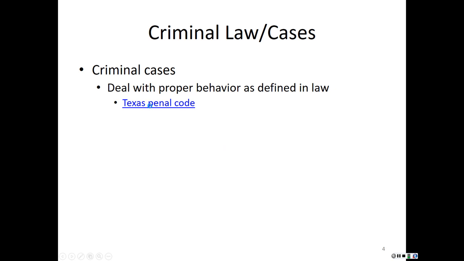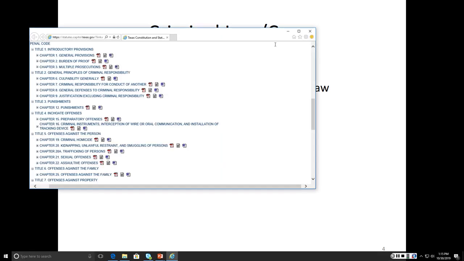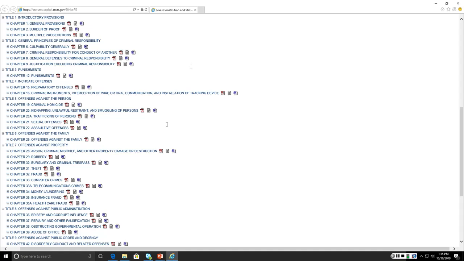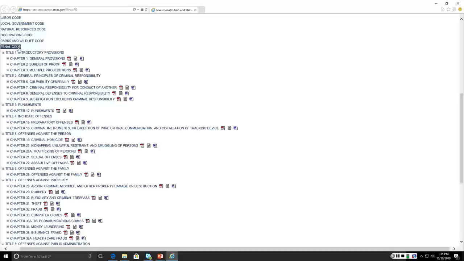And this is what I originally opened to. I actually recommend everybody to look through the Texas Penal Code just to see what kind of crimes that we have. Here's homicide, this would be murder or killing somebody, kidnapping, unlawful restraint, smuggling of persons, trafficking of persons, sexual offenses, assaultive offenses, offenses against the family.